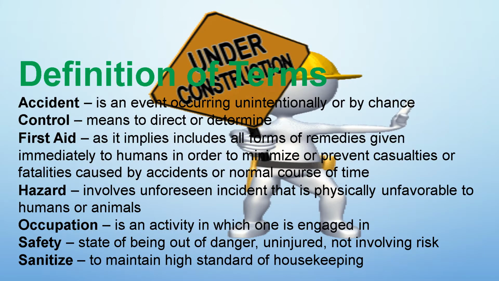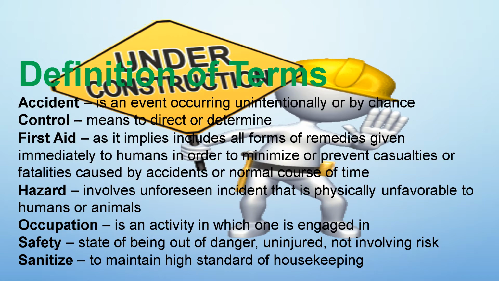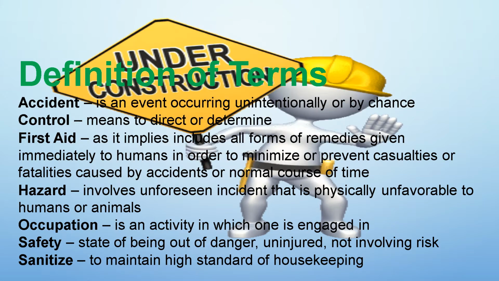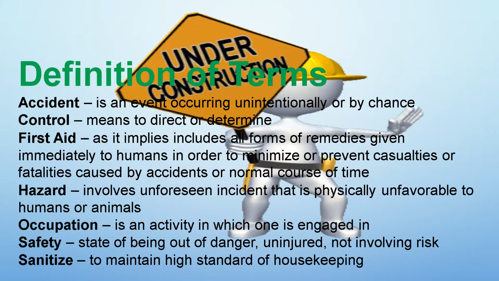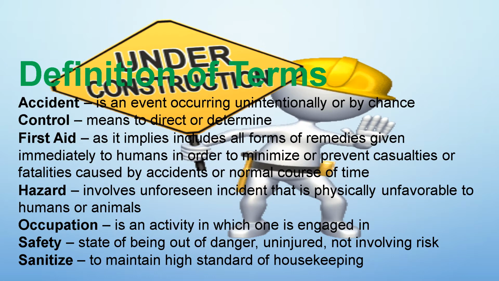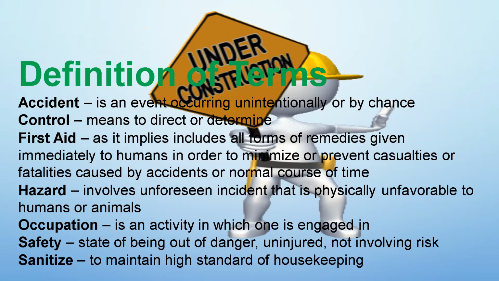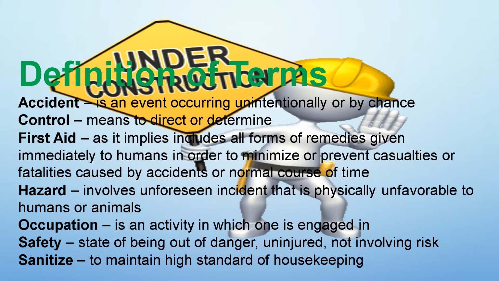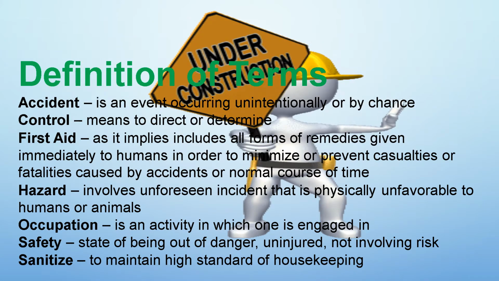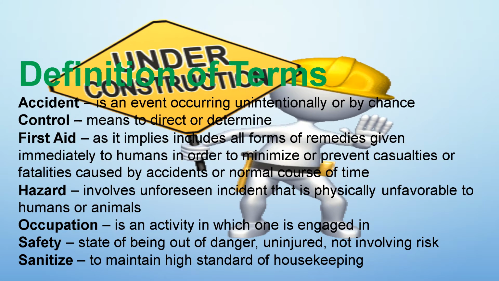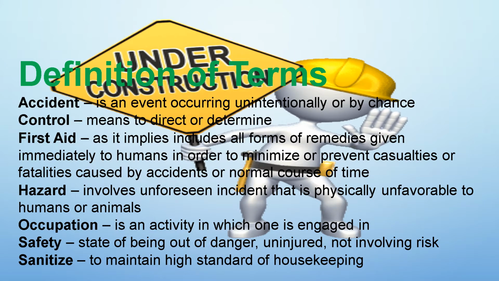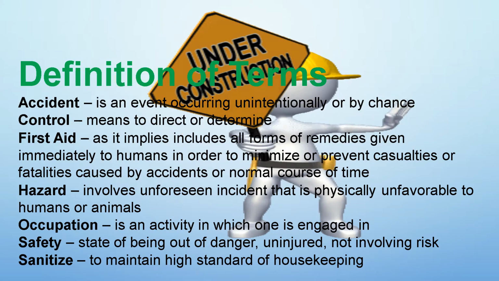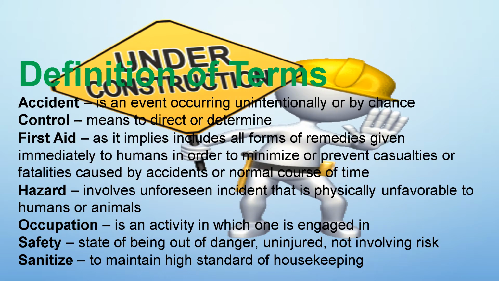Okay, let's move on to definition of terms. Accident is an event occurring unintentionally or by chance. Control means to direct or determine. First aid, as it implies, includes all forms of remedies given immediately to humans in order to minimize or prevent casualties or fatalities caused by accidents or normal course of time.